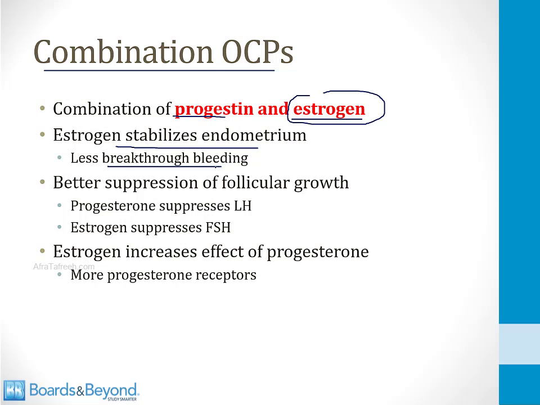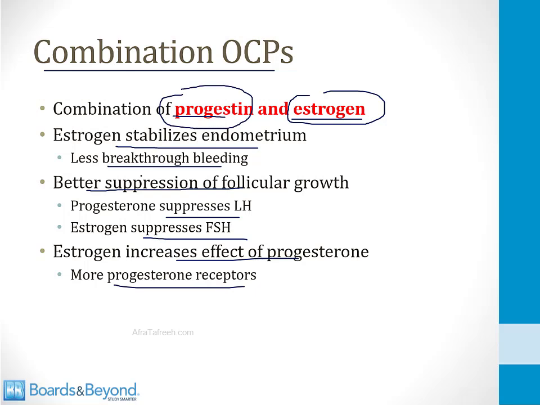In addition, when you add an estrogen to a progestin, there's better suppression of follicular growth. The idea here is that the progestin suppresses LH and the estrogen component suppresses FSH. And then another benefit is that estrogen amplifies the effects of progesterone. In the setting of estrogen exposure, there are more progesterone receptors on cells, so you get more beneficial effect of the progestin than if you gave it alone.